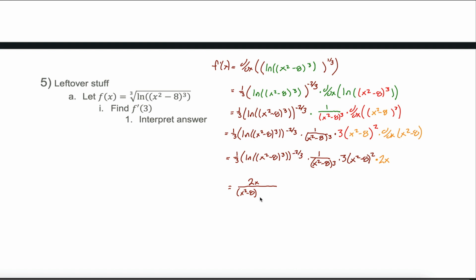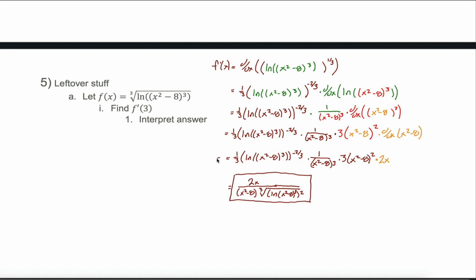Because the exponent's negative, I can write it down on the bottom. An exponent of 2/3 means the cubed root of something squared. That something is the natural log of x squared minus 8 cubed. I think I've collected all the different factors here, put them together into this fraction. I think I would call this good.